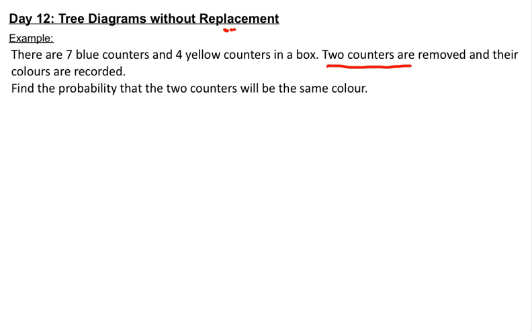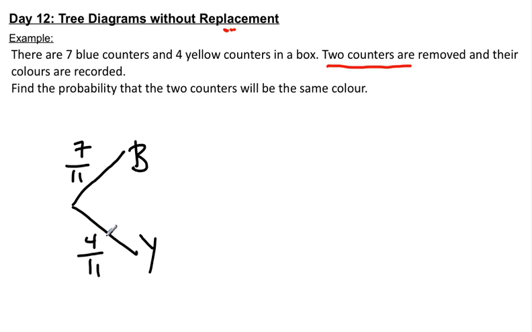So it might be a good idea to think of it as taking one counter with your left hand and one counter with your right hand, or taking one counter out first and then another one, but not putting the first one back. So one of the counters could be blue or yellow, and the probability of it being blue is 7 out of 11, yellow is 4 out of 11.